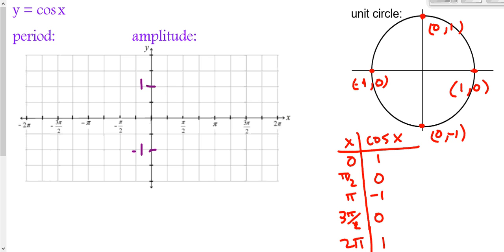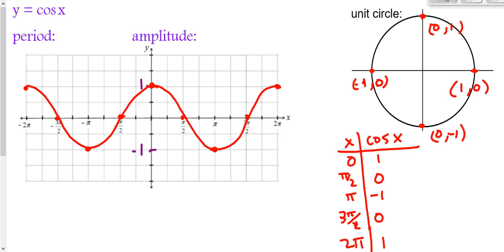Okay, now I'll plot my points. I have 0, 1, and I have pi over 2, 0, pi, negative 1, 3 pi over 2, 0, and 2 pi, 1. And then we connect those, and we get one cycle of the cosine graph. And that would repeat over and over and over. So we could show another cycle on the other side. So we're at the point 0, 1, and then we can go down to a height of 0, down to a height of negative 1, back up to a height of 0, and back up to a height of 1. And connect those with a smooth curve. Make sure your curve is smooth and not pointy. It's curvy, not pointy. Okay, that's what cosine looks like.